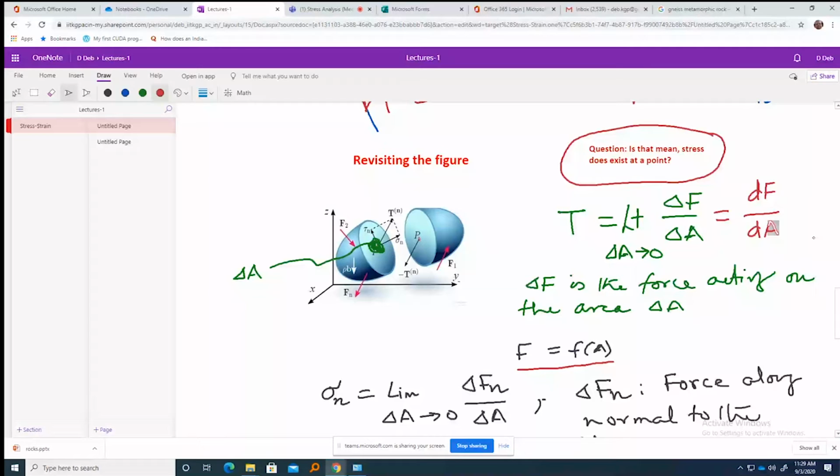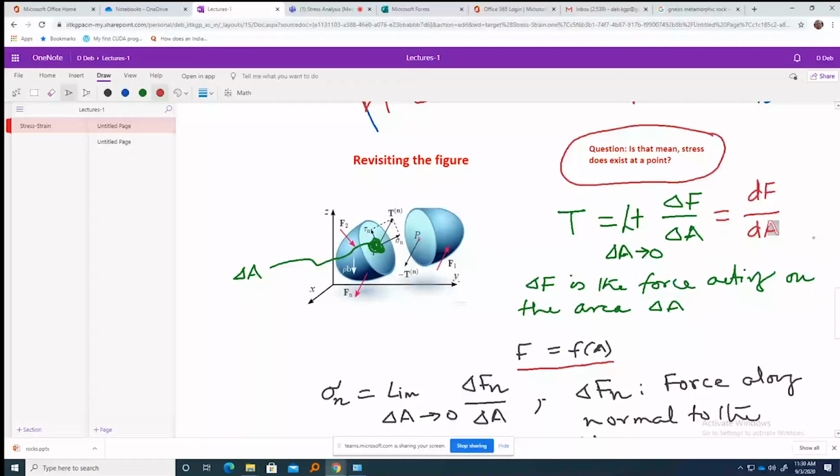a minimum value, so that their derivative exists, or the limit as delta A tends to 0, del F by del A, exists. That limit exists. And that means it's a continuous function with the area. So force is a function of area when we have to calculate the traction or the stress. Okay.